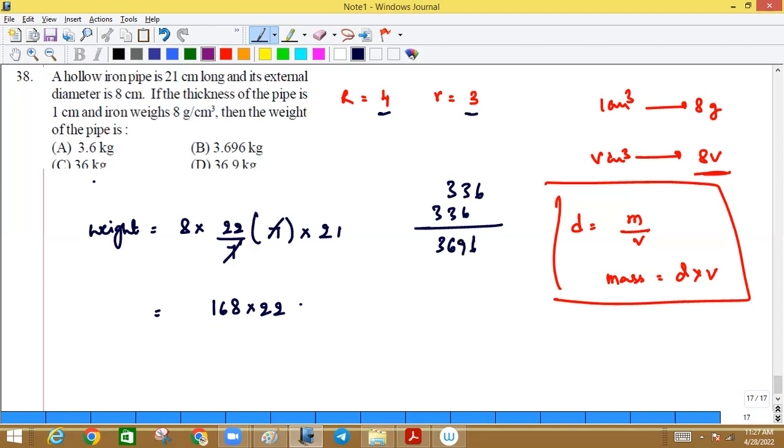3696 grams. 3696 grams means how many kg? 3.696 kg. So what is the weight of the iron used? So the weight of the iron, or the weight of the pipe, is simply 3.696 kg. Copy them.